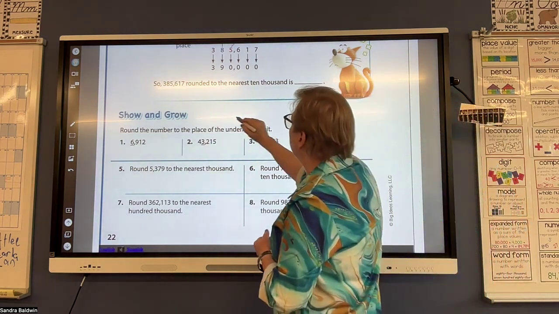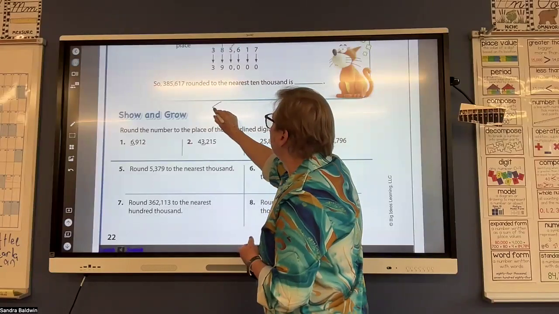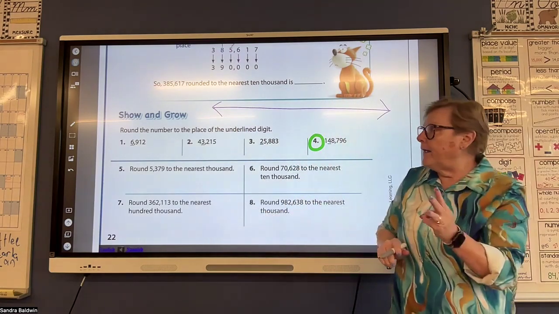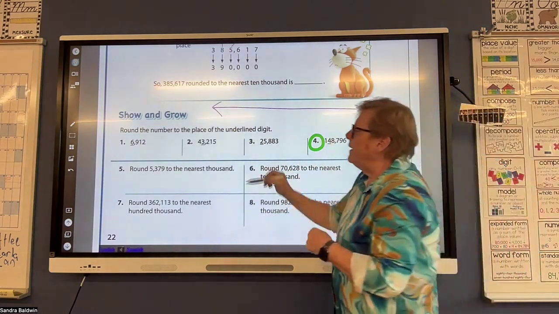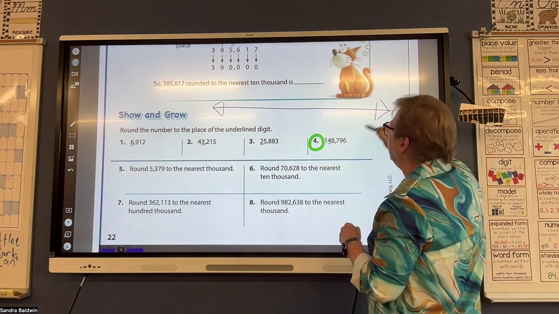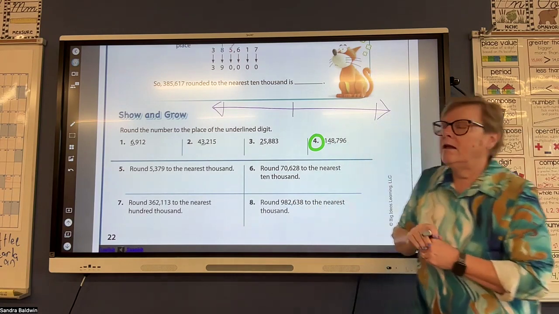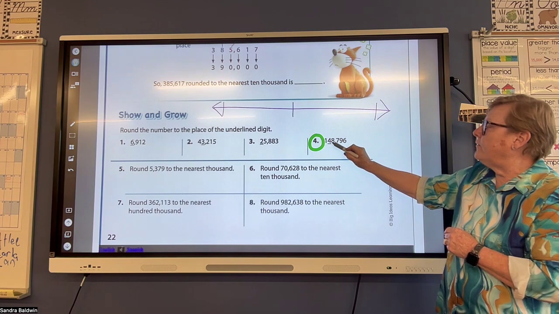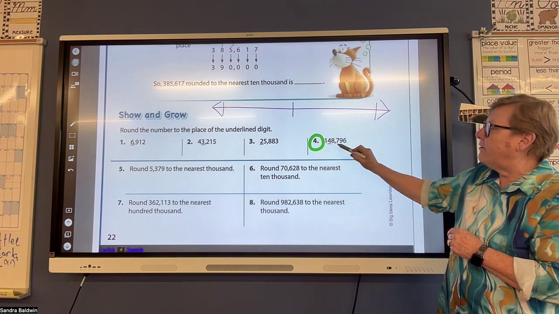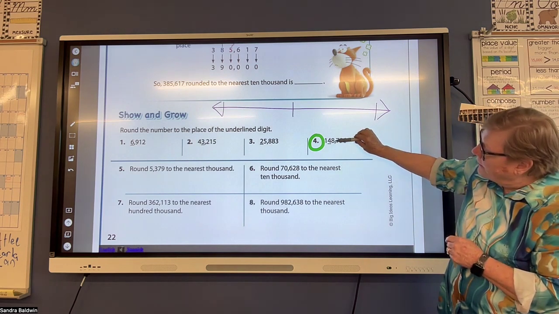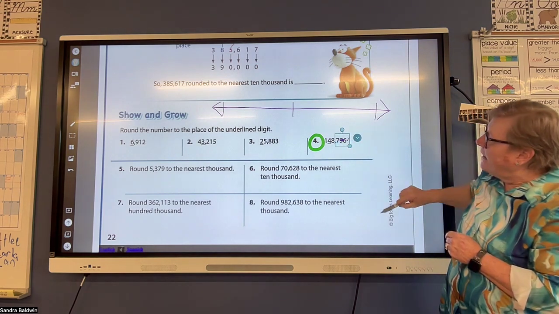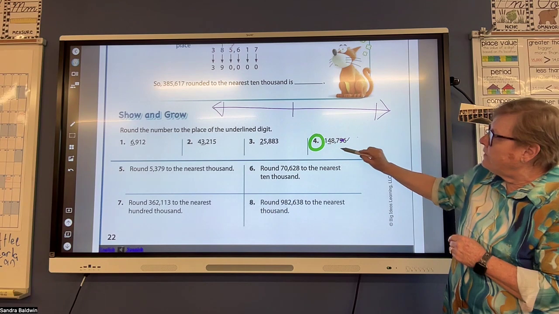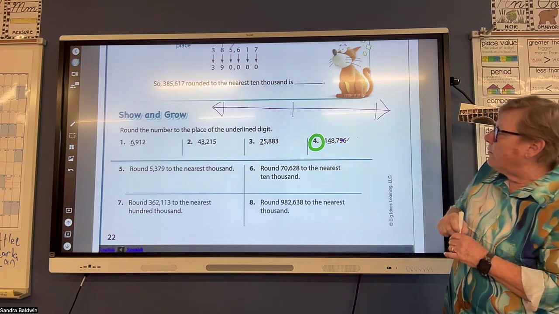So first thing I need to do is make my number line. We talked in class, there's 3 places I need on the number line. I need the low number, the high number, and the middle number. Since 4 is underlined, I know I'm supposed to round to the nearest 10,000. Well, if I cover all this up, I see the number 14. I know that that is 14,000. I'm sorry, 140,000. So that's going to make my low number.